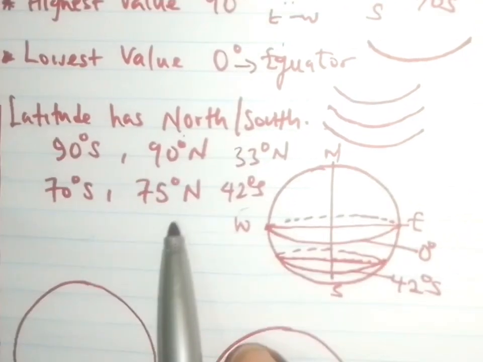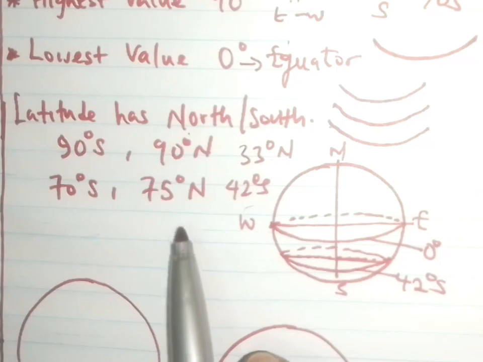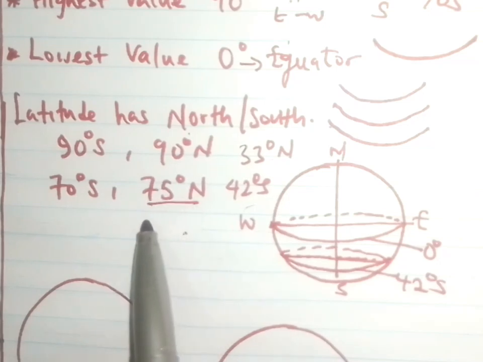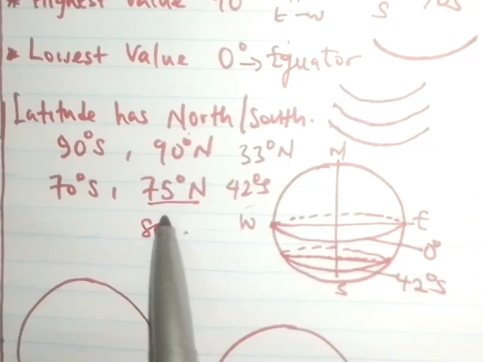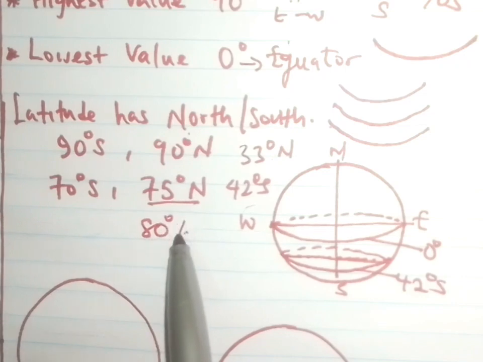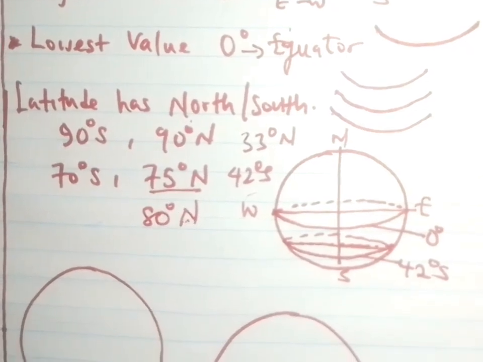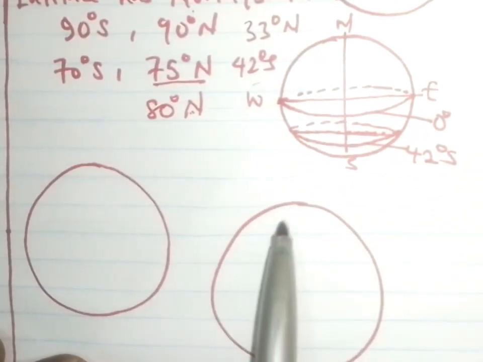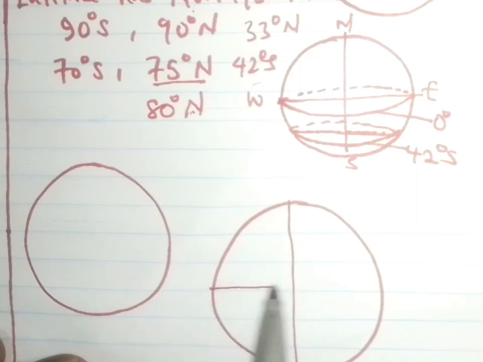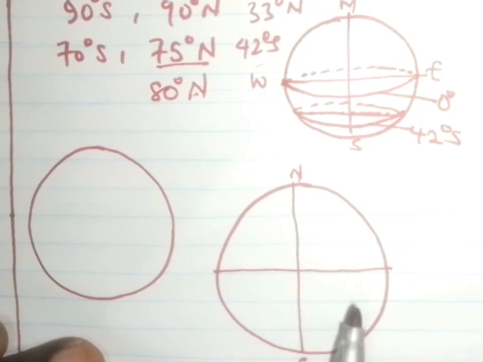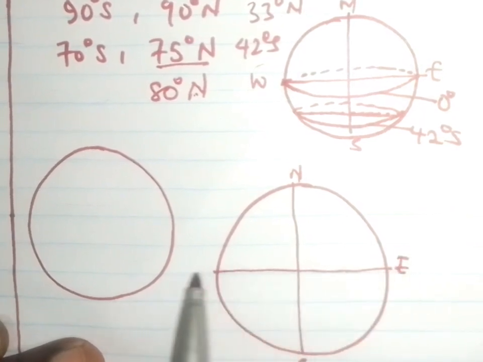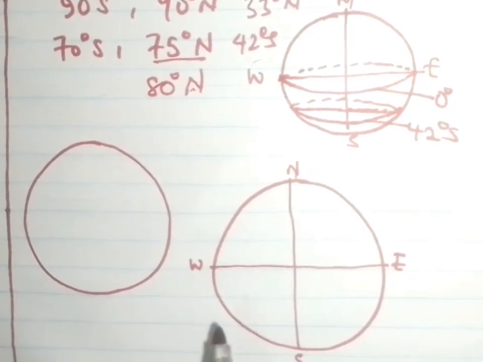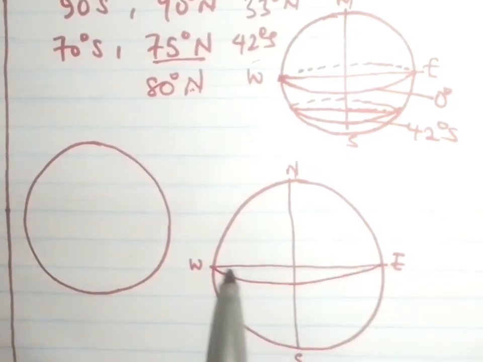Let me draw 75 degrees north, and maybe let me draw 80 degrees north too. So this is how you draw it in the same diagram. The first thing, you have a circle. Draw your circle, divide it into 4 equal parts like this. So label north, south. Then label east and west. After this, you can now draw your equator, dot this part.